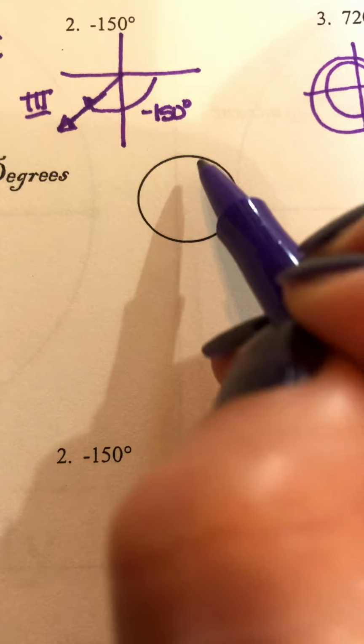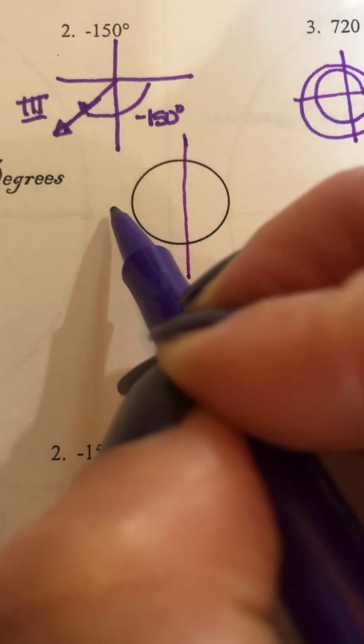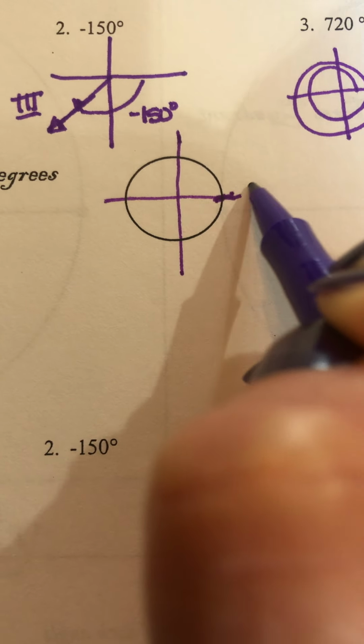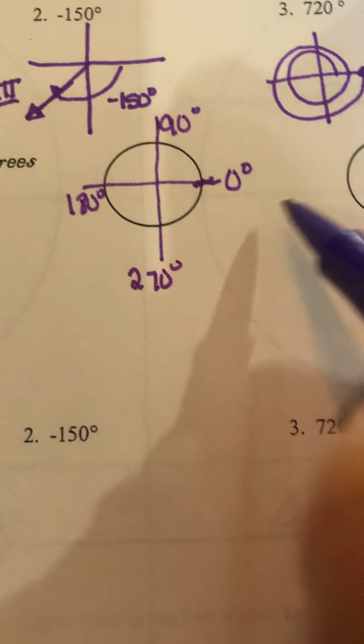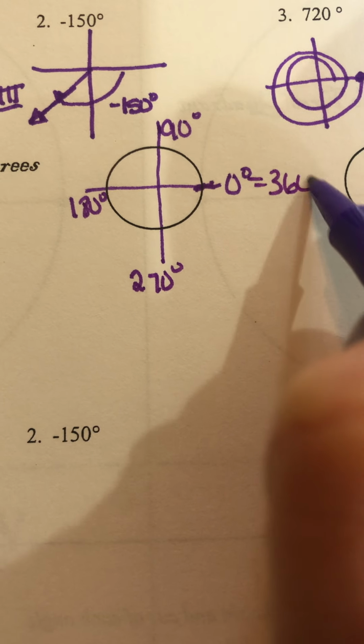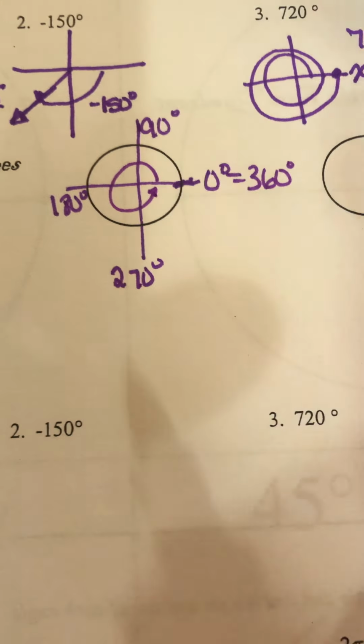So in general, we know if I take the circle and I start here, right, and I go around, this would be considered 0 degrees, 90 degrees, 180 degrees, 270 degrees. And if I get back all the way around, the circle is 360 degrees.